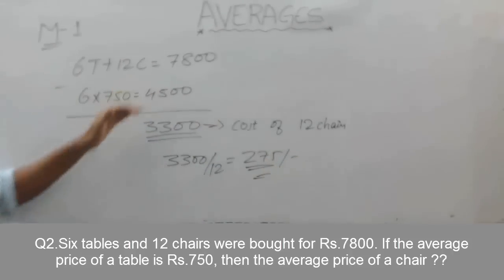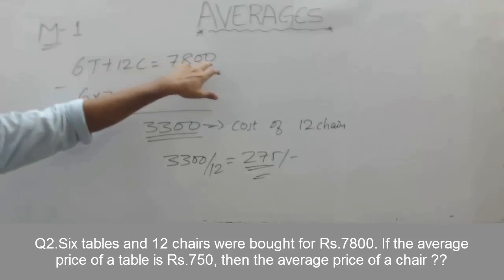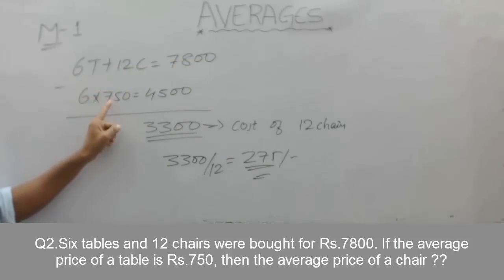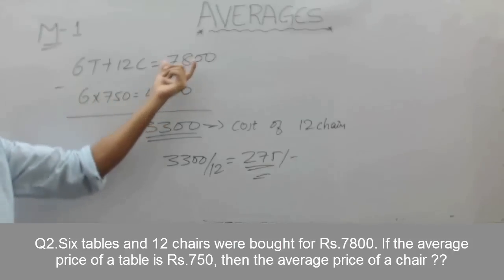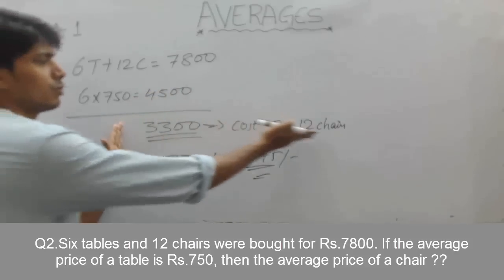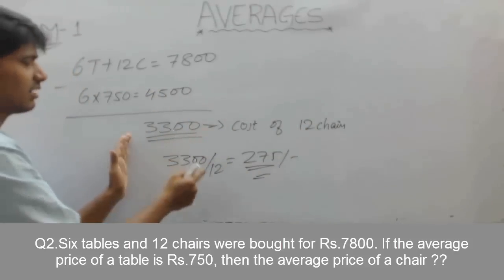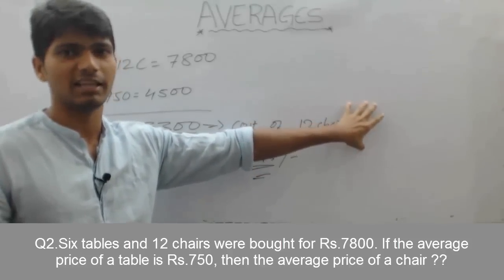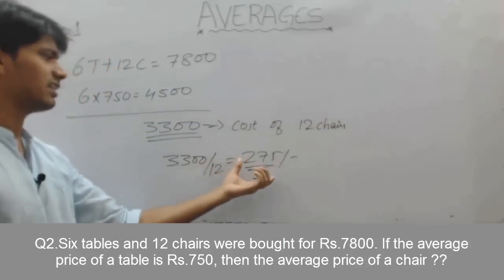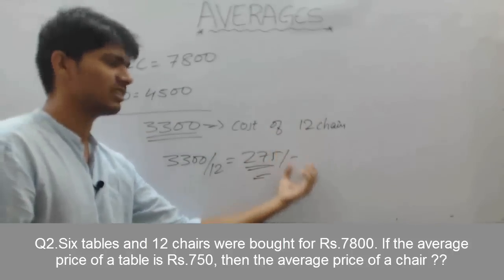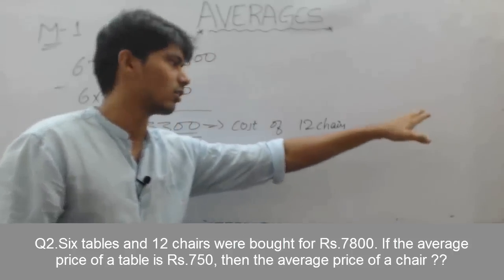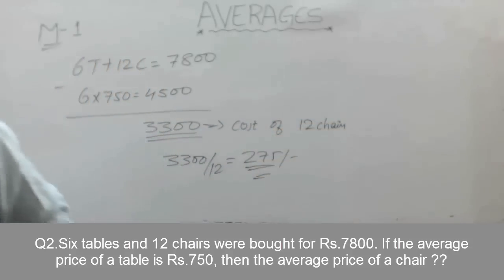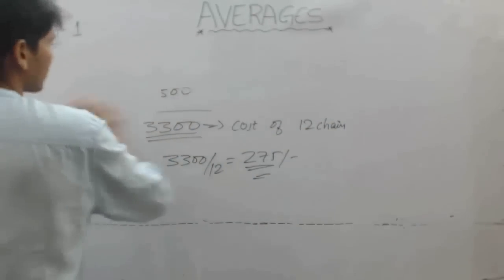So without using the formula also you are able to find it. The total cost of 6 tables plus 12 chairs is 7,800. He has given that the average of each table is 750, that means 6 tables cost this much. If you deduct this, you are going to get the cost of 12 chairs. Now to find the cost of one chair: we have already said that the average is equal to the cost of each chair. That means if there are 12 chairs, this average indicates that the cost of each chair is the same, that is 275 each. So this is the equal distribution method. So let's move on to the next model and the next question.